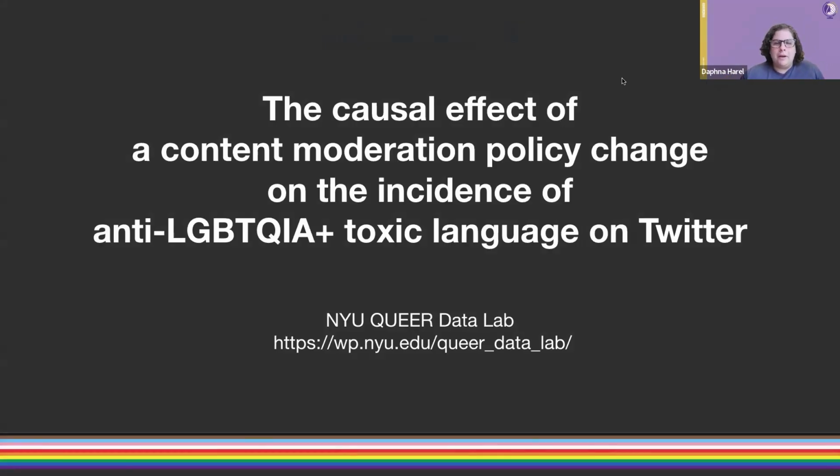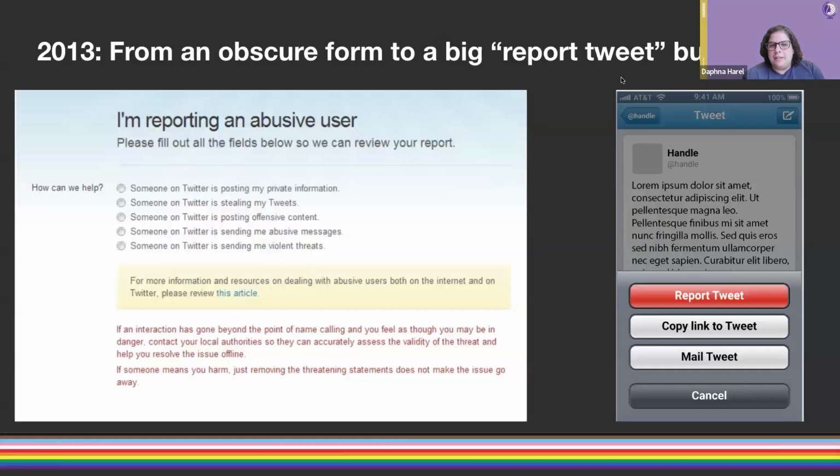So hi, everyone. Today I'm going to talk about Twitter, but specifically Twitter in 2013. Back in 2013, Twitter introduced this giant report tweet button instead of an obscure web form that you would have to find and dig out to report someone's account. Why might you want to report a tweet or an account? For example, if it's posting private information, offensive content, abusive messages, threats, anything like that.